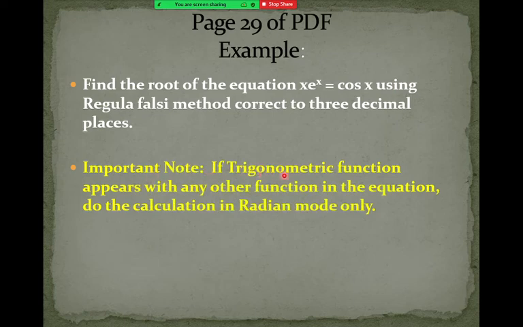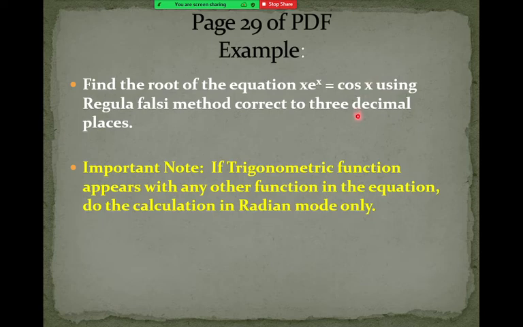So first thing, yes, the trigonometric term and exponential term appeared. If at least one term appeared, trigonometric or exponential, it is a transcendental equation. So whenever the trigonometric term comes, remember you have to do the calculation on the calculator only in radian mode. Can everyone change the mode of the calculator? Yes, sir.